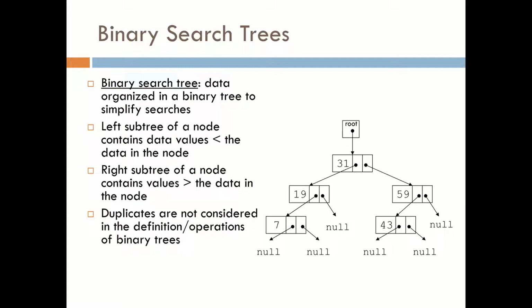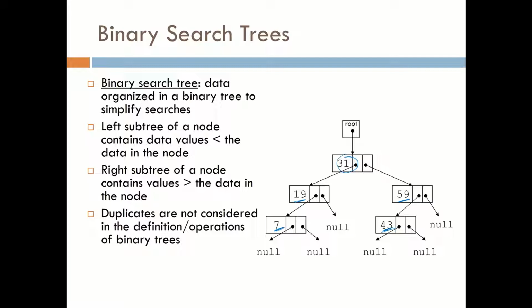So as an example, if we're considering node 31, we can look and see that nodes 19 and 7 are in fact less than 31, and so they show up in the left subtree, and nodes 59 and 43 are greater than 31 and show up in the right subtree. This relationship exists at every level in the tree.